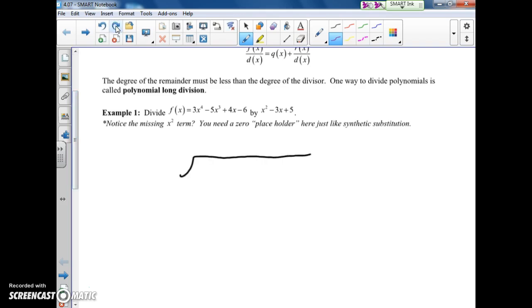Here's what you're going to do. Put your division symbol down. This is long division, like you do with numbers back in elementary school. Now which one's going inside the division and which one's going outside? Where does 3x to the fourth minus 5x cubed plus 4x minus 6 go? Inside or outside? That's the insider, and this one's the outsider.